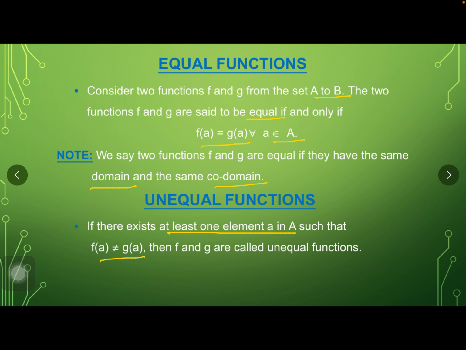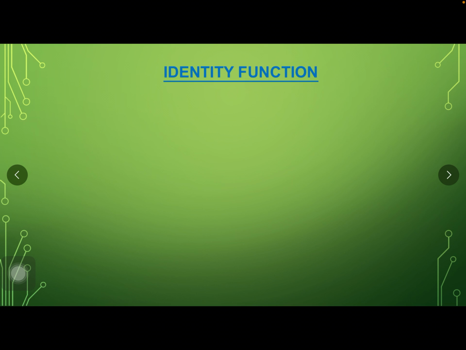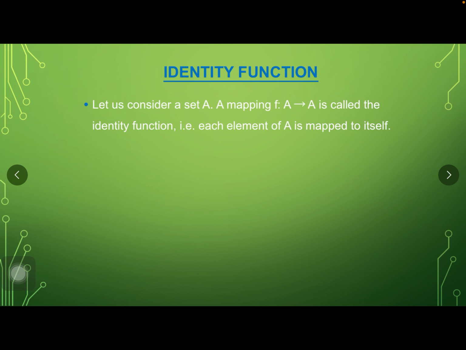Next, unequal functions. So what is an unequal function? If there exists at least one element a in set A such that f(a) is not equal to g(a), then we can say that f and g are called unequal functions. That means if we have at least one element in set A for which f(a) is not equal to g(a), then they are unequal functions.